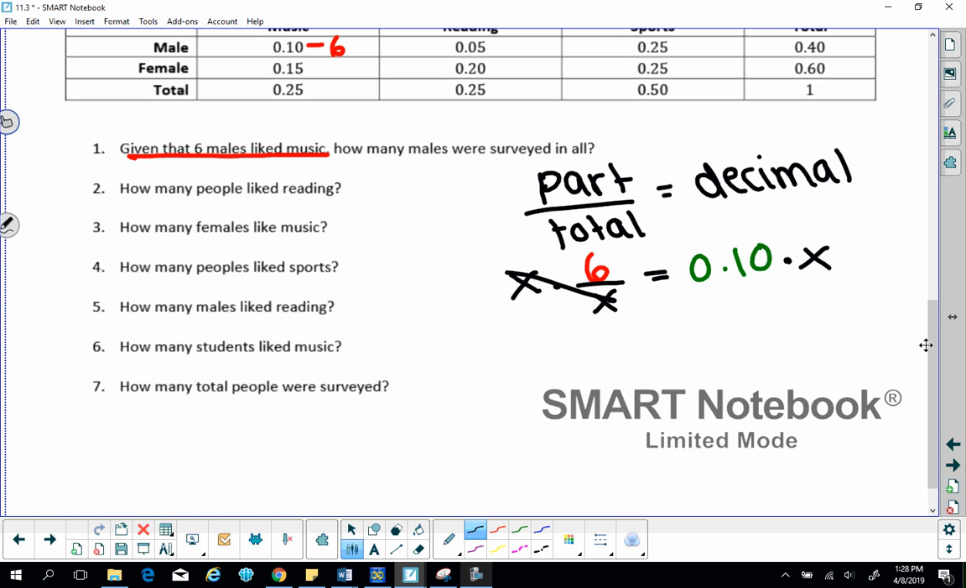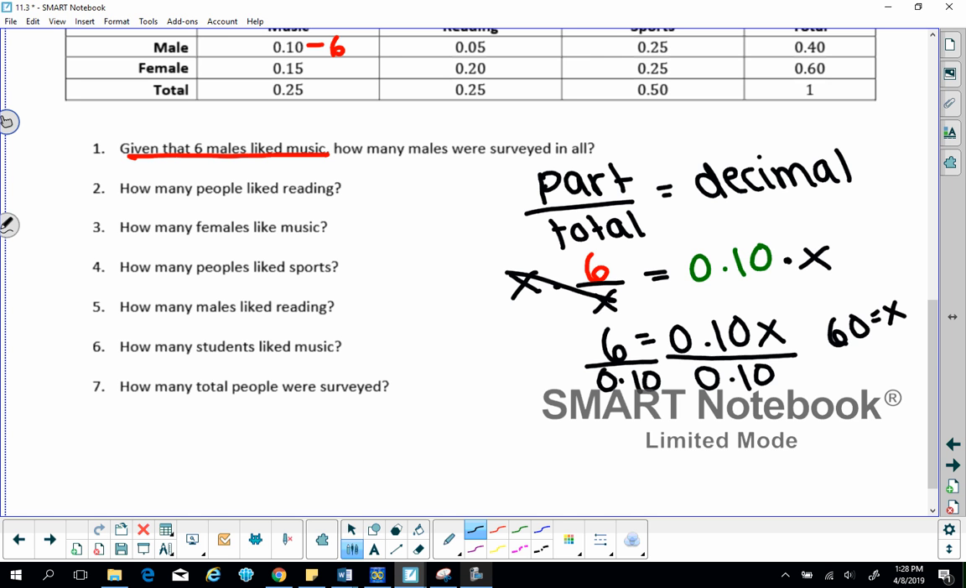So now we need it for each of those decimals. Kayla, what do I end up getting for x? That's 60. Did everyone get that? When I divide this by 0.10, you get 60? That means my total is 60. So that means for each of the decimals that they want me to find, what do I multiply them by? 60. Yep. So like how many males are surveyed? I would find the males.